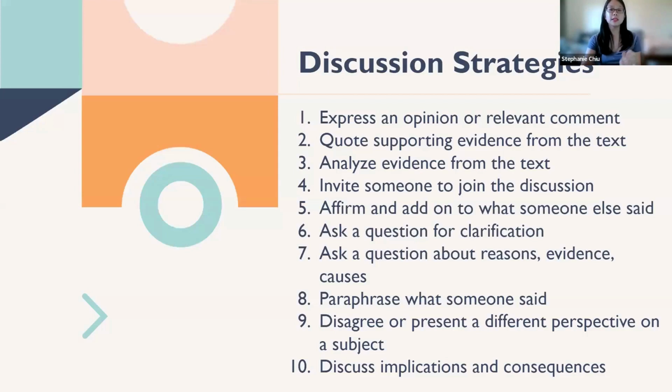So the different discussion strategies I'll cover across maybe a year with my students are expressing an opinion or relevant comment, quoting or supporting evidence from the text, and analyzing evidence from that text. And the first three are kind of all together at the same time, particularly with the expanding and commanding students. In the first Socratic seminar, I'll expect that all my students, and when I'm assessing them, I'll assess them on their ability to do at least those first three strategies.